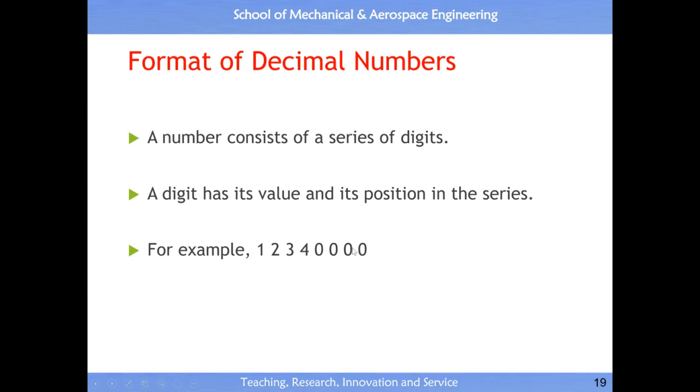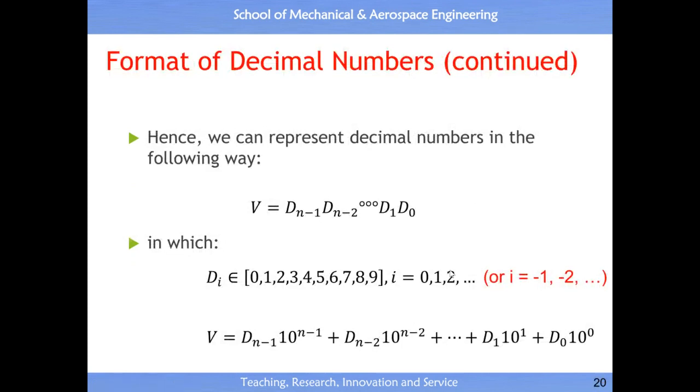We can write this value: 1, 2, 3, 4, 0, 0, 0, 0. Okay, so the value represented by this series of digits should be equal to the sum of each digit's value, and the digit's value is equal to the value of the digit times the value of the digit's position. So mathematically it's like this.